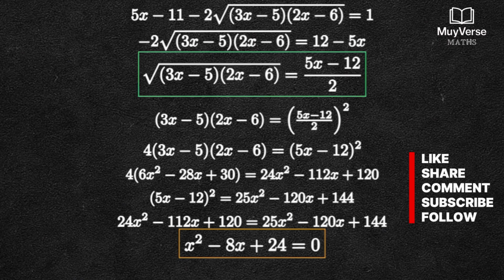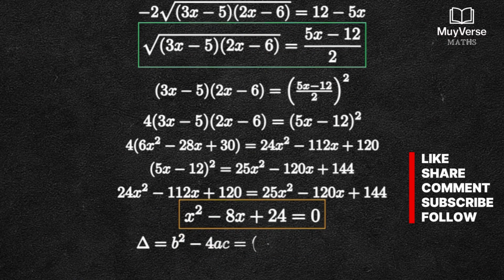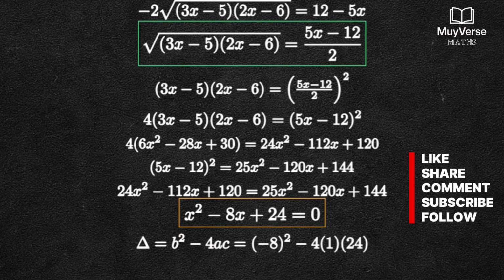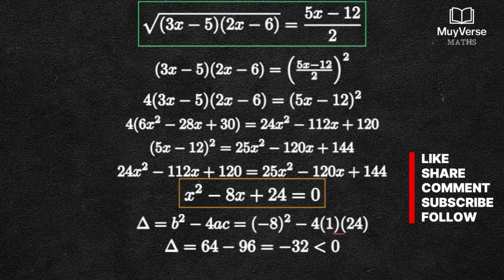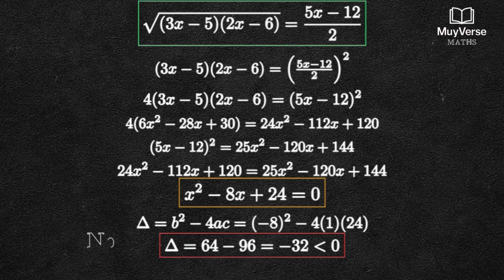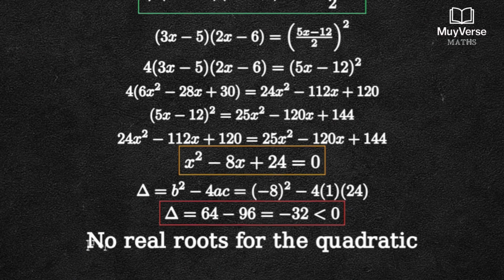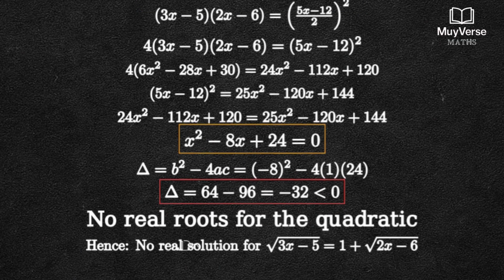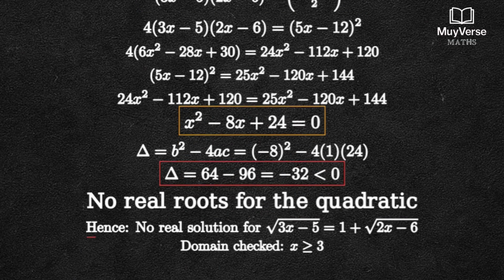Step 4. Use the discriminant. For a equals 1, b equals negative 8, and c equals 24. The discriminant is b squared minus 4ac. That equals 64 minus 96, which is negative 32, less than 0. Therefore, the quadratic has no real roots, so the original radical equation has no real solution in the domain x greater than or equal to 3.